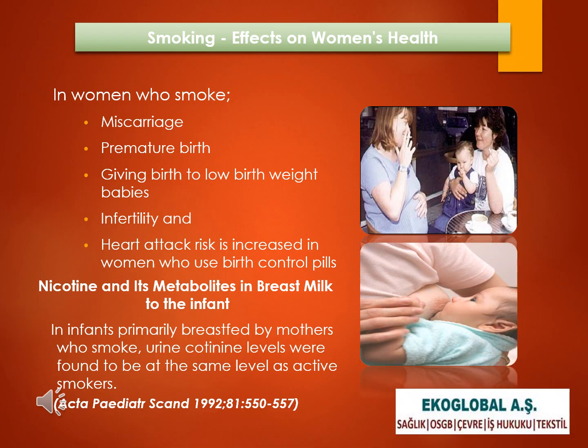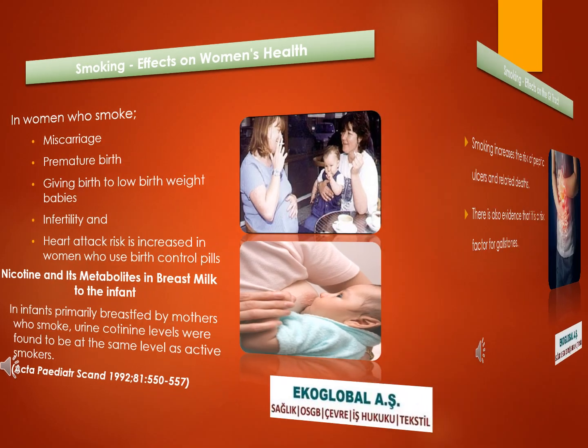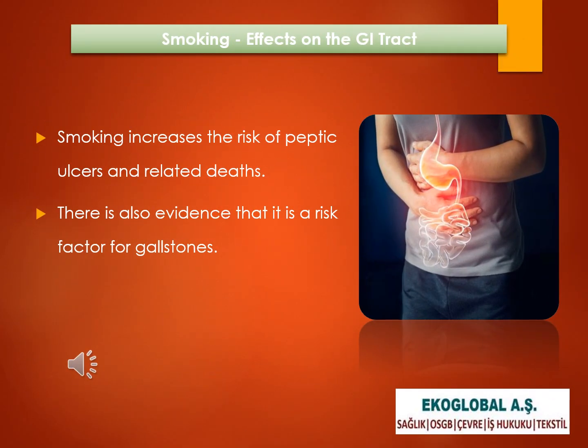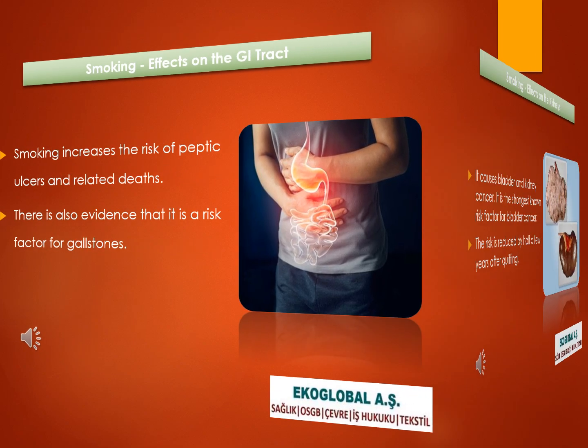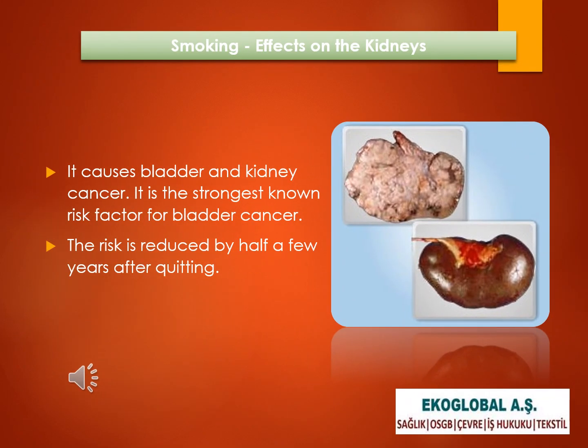In female smokers, risks include miscarriage, premature birth, low birth weight, and infertility. Heart attack risk increases with birth control pill use. Nicotine and its metabolites can be present in breast milk. Smoking increases the risk of peptic ulcers and related deaths, and is also associated with gallstones. Smoking causes bladder and kidney cancers and is the strongest known risk factor for bladder cancer. Risk decreases after quitting.